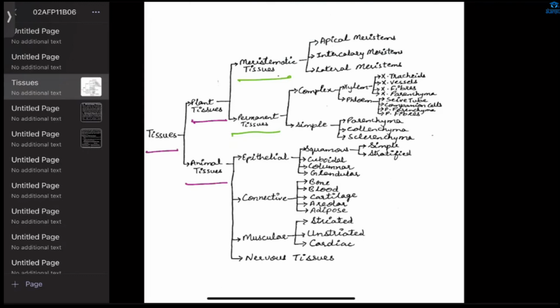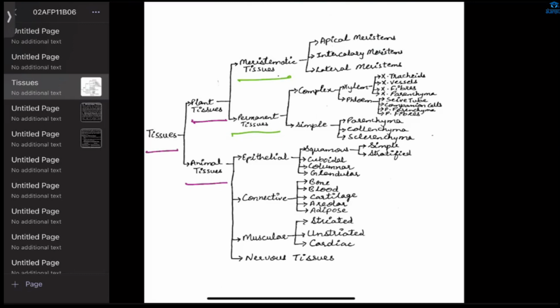Should I tell the types also? No, it is not that necessary because it is written already. See, meristematic tissue is what? It is all the growing part of the plant. These tissues never stop dividing, okay? They divide throughout their life and they are responsible for the increase of plant height, length, weight, girth, etc.